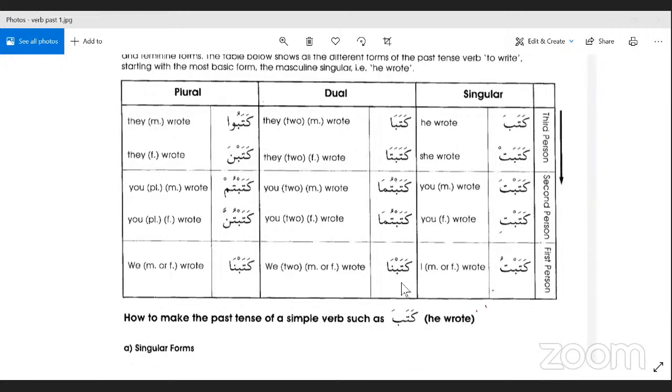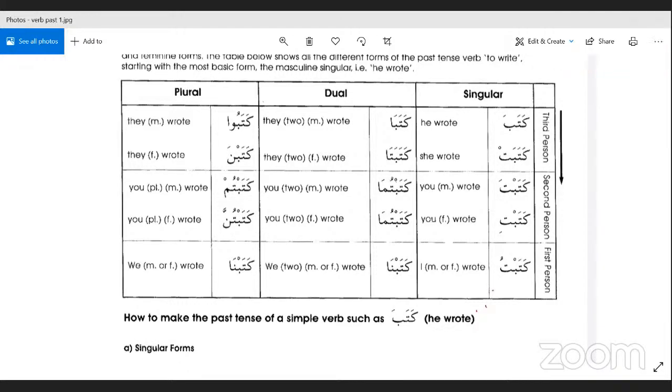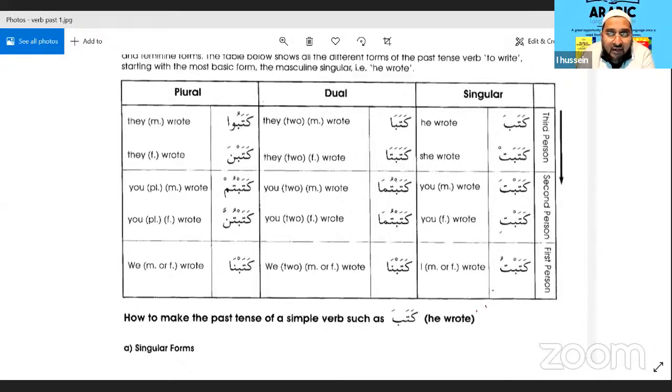Brother, can I just quickly ask a question? Yes, go ahead. On the last row where it says we two wrote and we more plural, they're both the same. That's right. The we is used for both. It covers dual and more than two people, from two onwards. So we have I and we. We don't have an independent conjugation for the dual. It's exactly the same for we. Katabna. Okay, thank you.